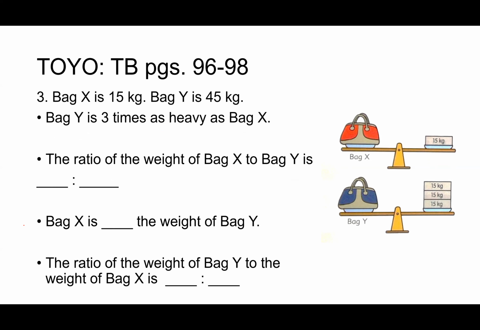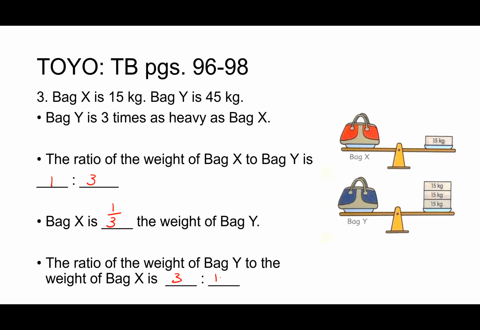All right, bag X is 15 kilograms, bag Y is 45. Bag Y is 3 times as heavy as bag X. The ratio of the weight of bag X to bag Y. That is correct. Nice job. Bag X is what times the weight of bag Y? Good. 1/3. The ratio of the weight of bag Y to the weight of bag X is what? 3 to 1. Good. 3:1 is correct. Way to go. Okay, next one.